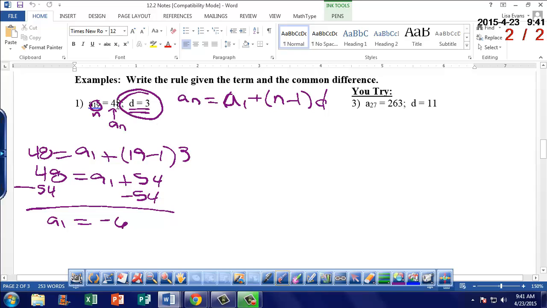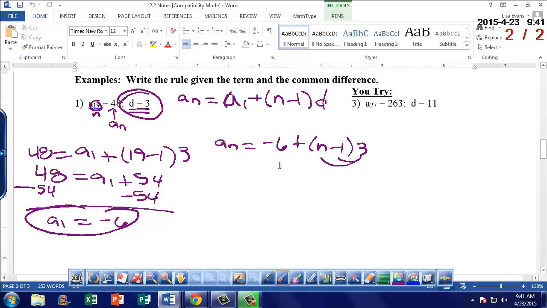So now we're going to take our d, take our a sub 1, and plug it in just like we did in the previous problem. Not going to plug anything else in because I need to write my rule. We're going to leave our a sub n alone. We're going to leave our n alone. Go ahead and distribute. Go ahead, add up like terms, and this is our rule.